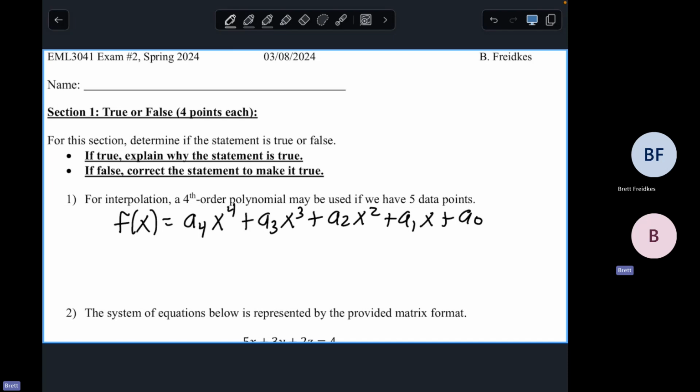It is true because we need 5 equations. 1 for a4, a3, a2, a1, and a0. 5 equations to find the 5 unknowns. Therefore, this is true. Because if I give you 5 data points, you can end up with 5 equations. How do you get them? Plug in the points, x and y, into this. That'll give you 5 equations and 5 unknowns. You can set up a 5 by 5 A matrix. In MATLAB, you do A divided by B, that type of thing.